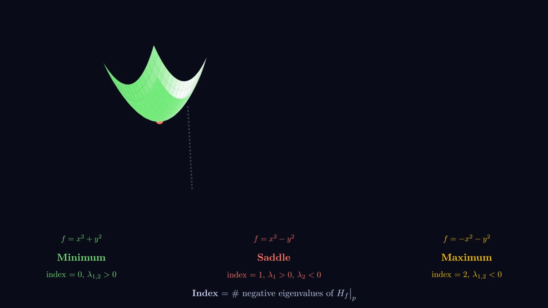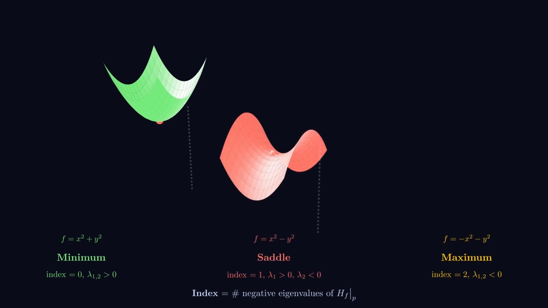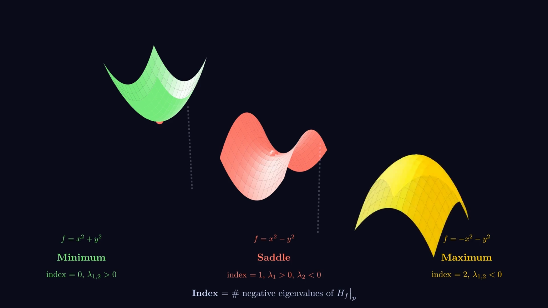The first example is the paraboloid, which has a minimum at the origin. Both Hessian eigenvalues are positive, so the surface curves upward in every direction. Index 0, no downhill directions at all. The red dot marks the unique critical point. The second example is the saddle surface, which has one eigenvalue positive and one negative. Curvature upward in one direction, downward in the other. Index 1, exactly one independent downhill direction. The third example is the inverted paraboloid, which has a maximum at the origin. Both eigenvalues are negative. The surface curves downward in every direction. Index 2, both independent directions are downhill.